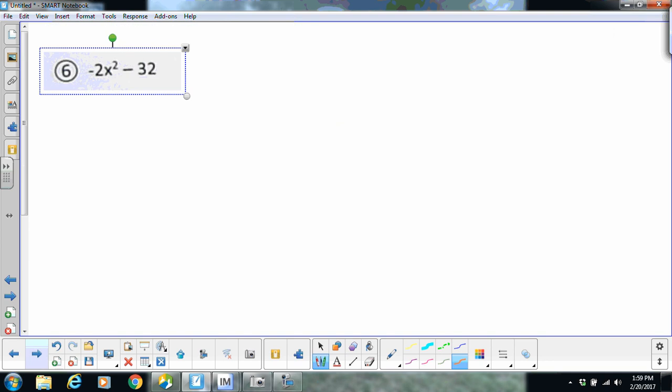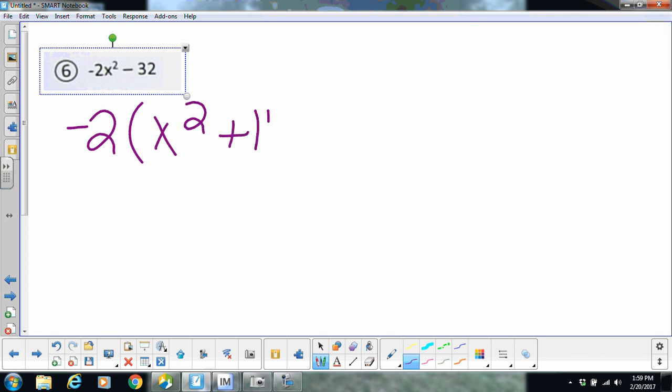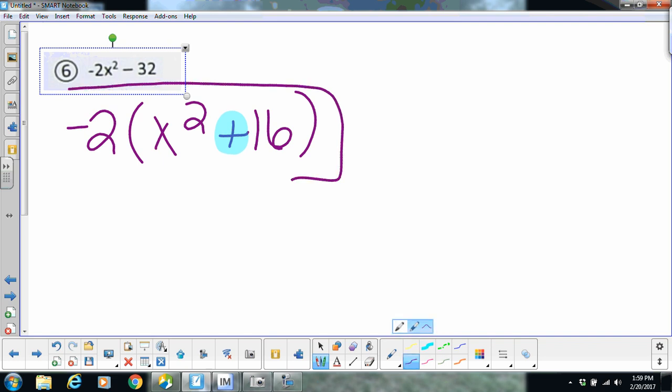All right, 6, 7, 8 are all just factoring. You're just going to factor out here whatever can be factored out. And in this situation, I'm going to factor out my GCF first, which is negative 2, which leaves me with x squared plus 16. Remember, this plus sign right here is going to make this prime from here on out, so our answer is just what you see here. If that had been a minus sign, I could factor using difference of squares.